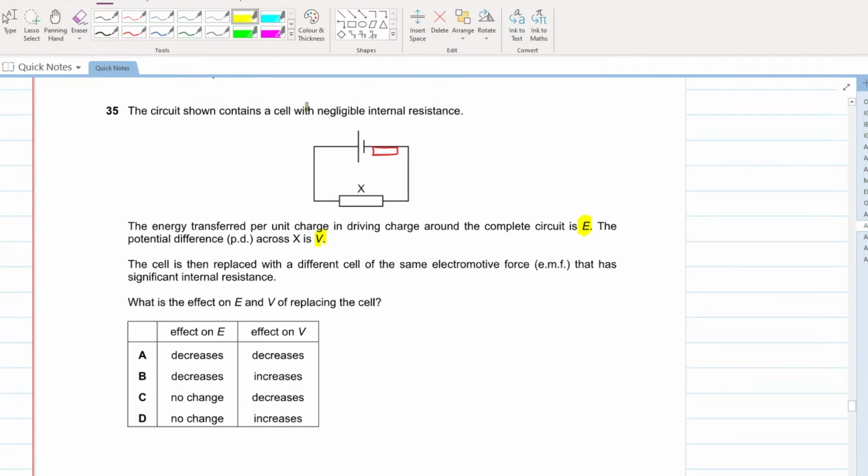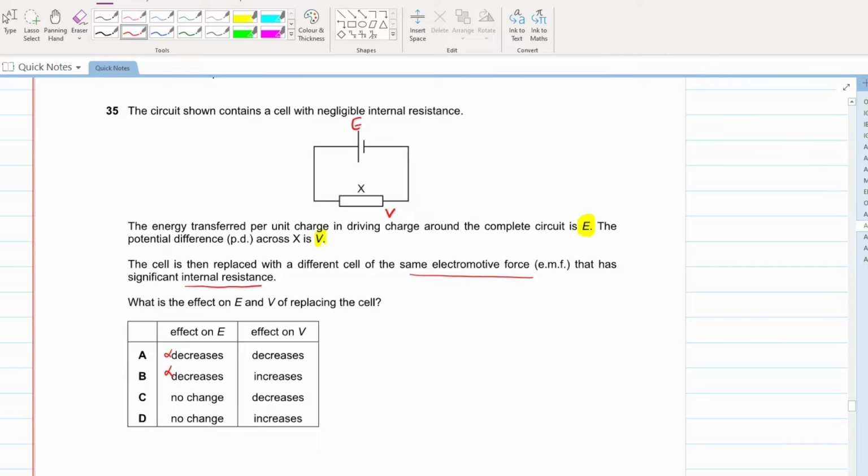So let's see this. The circuit contains a cell with negligible internal resistance. The energy transferred per unit charge in driving the charge across the complete circuit is E. So the EMF is E. The potential difference across the resistor X is V. The cell is then replaced with a different cell of the same electromotive force that has a significant internal resistance. Same electromotive force. That means E will remain the same. A and B options get cancelled out.